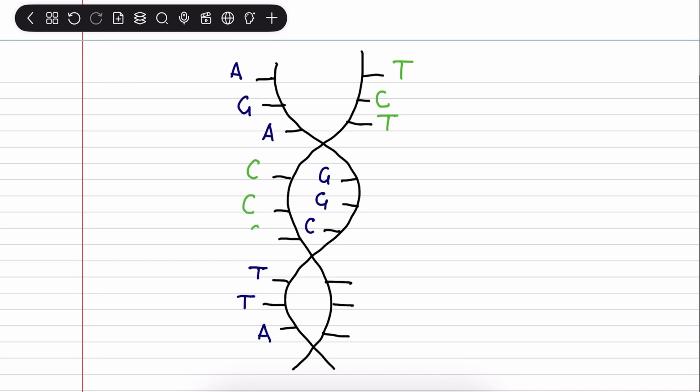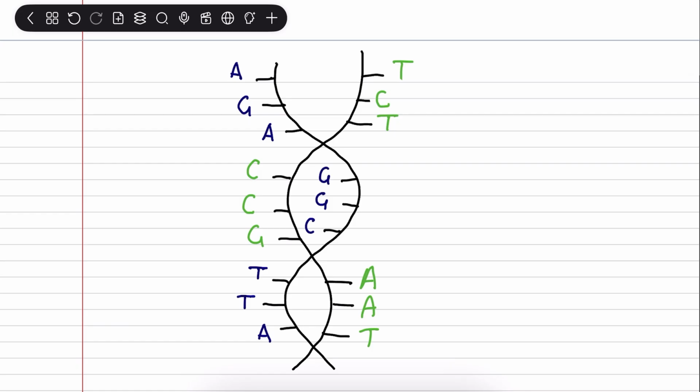Our C would bind with our G. Our T would bind with our A. Our T would bind with our A. And our A would bind with our T. So this would be our double helix strand before DNA synthesis begins.